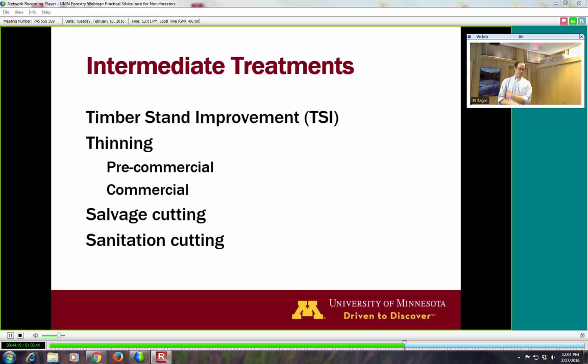There are all kinds of different names or different approaches for intermediate treatments. Timber stand improvement or woodland stand improvement is a very broad term designed to, as the name suggests, improve the stand. Again, however you define that.